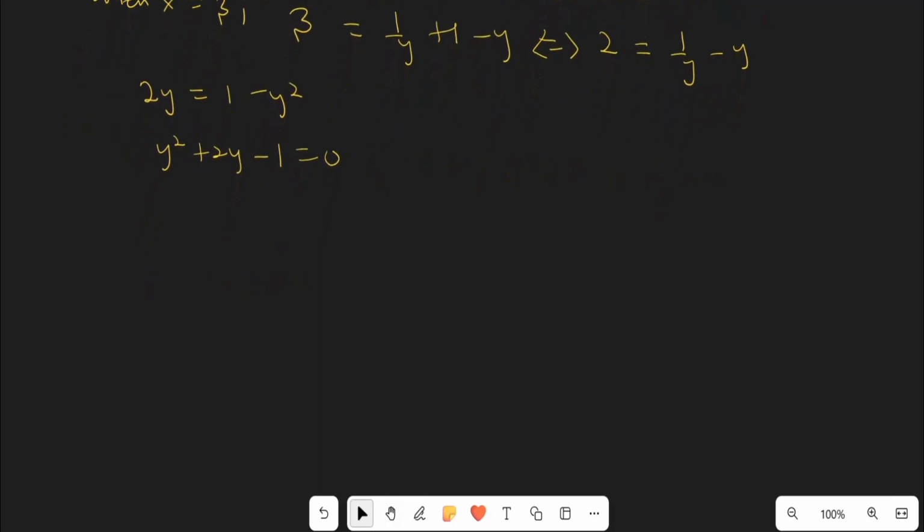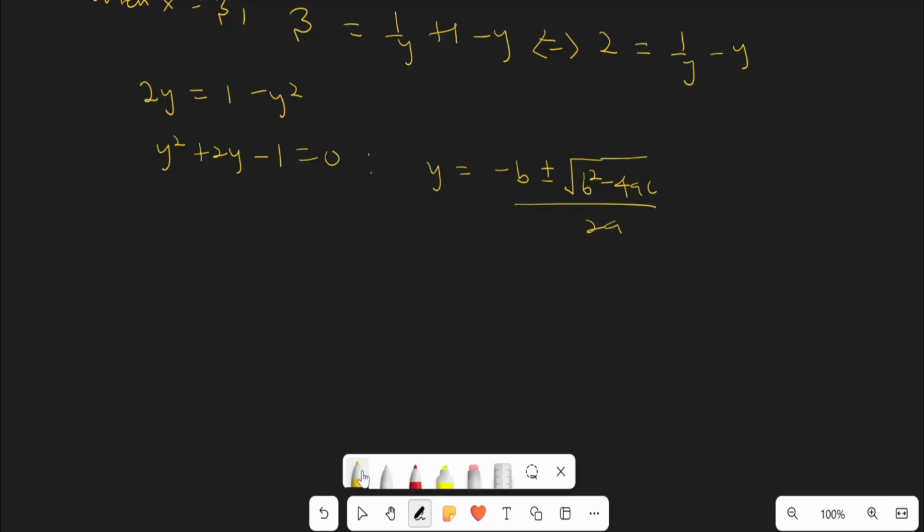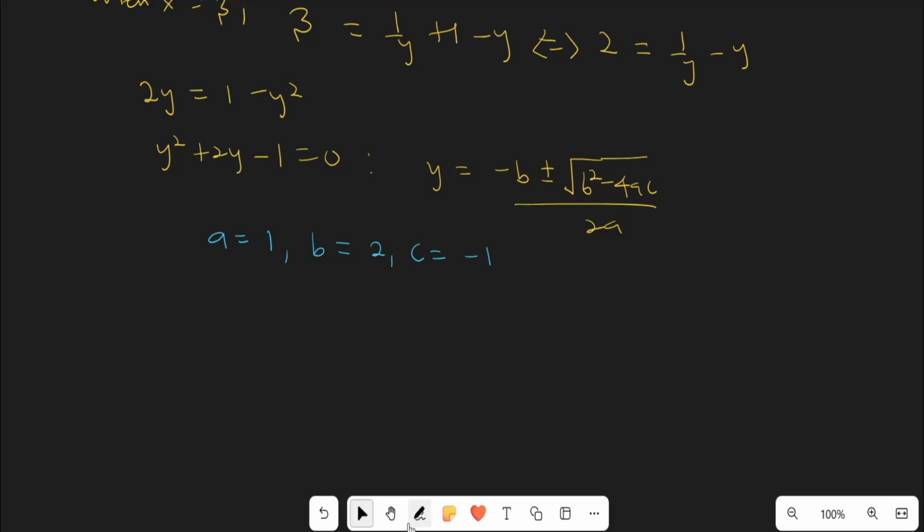And you use the quadratic formula to find the values for y here. The quadratic formula says that y is equal to negative b plus or minus the square root of b squared minus 4ac, all over 2a. Here a is the coefficient of y squared, which is 1, b is the coefficient of y, which is 2, and c is the constant, which is negative 1. So we can plug those into our quadratic formula. So y is equal to negative b, b is 2, plus or minus the square root of b squared, which is 2 squared, minus 4ac.